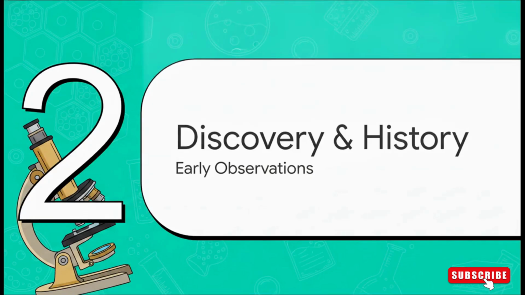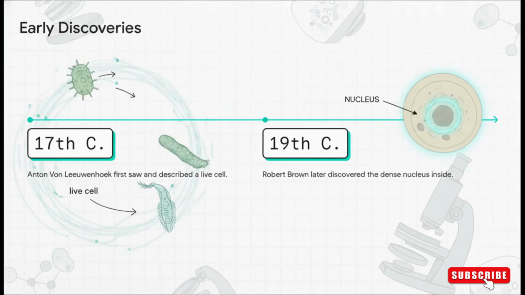Let's move into Section 2, Discovery and Early History. So how did we even find out these things exist? Well, it all kicked off with Robert Hooke, who first discovered and coined the term cell by looking at dead cork tissue. But while Hooke was looking at dead cells, Anton van Leeuwenhoek was the very first person to actually see and describe a live cell. This is an incredibly important distinction to nail down for your exams.